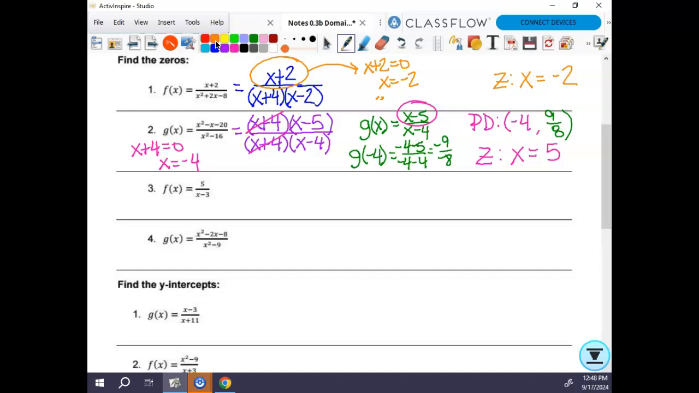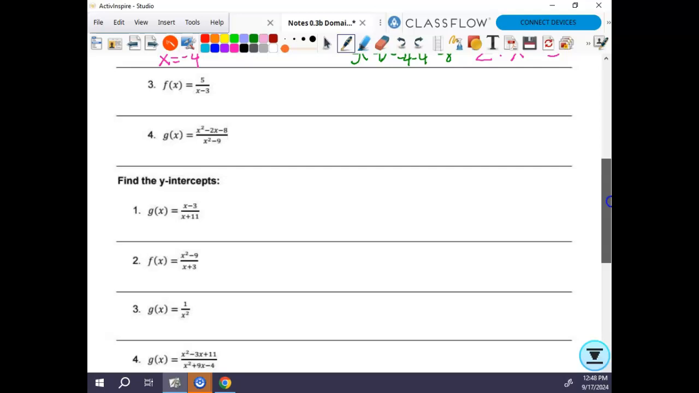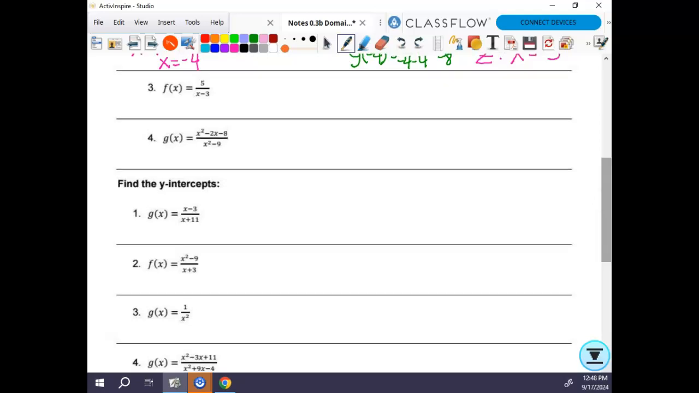Number 3. Okay, so can't factor anything, can't reduce anything. Zeros of the numerator, do I have any? No. Okay, so there are different ways to write this. One way you can write it looks like this.